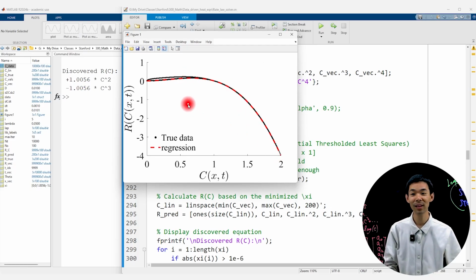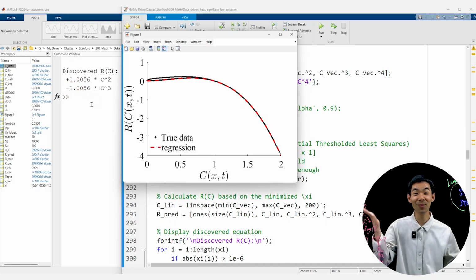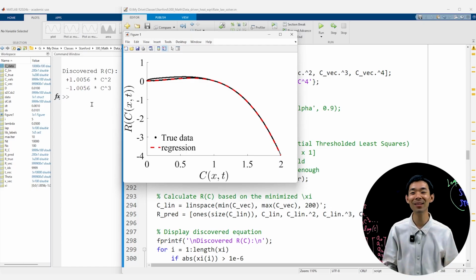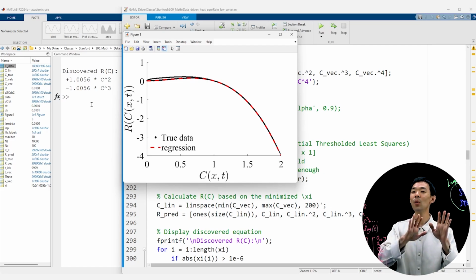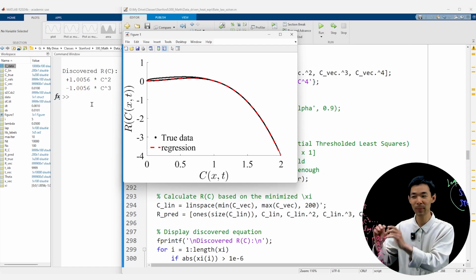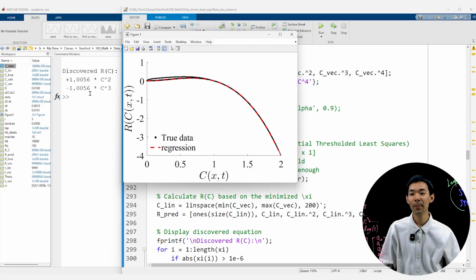And if you actually look at the discovered rate law, it looks like this. So discovered R as some function of c is equal to plus 1.0056 c squared minus 1.0056 c cubed. And that is the right answer. That is precisely the rate law we used that simulated the data set to begin with. Again, we no longer knew what the real answer was because the data set was all we saw, but the actual rate law that we used to produce the simulated data was the second order logistic rate law. So it's c squared (1 minus c), which is exactly what it converged to.